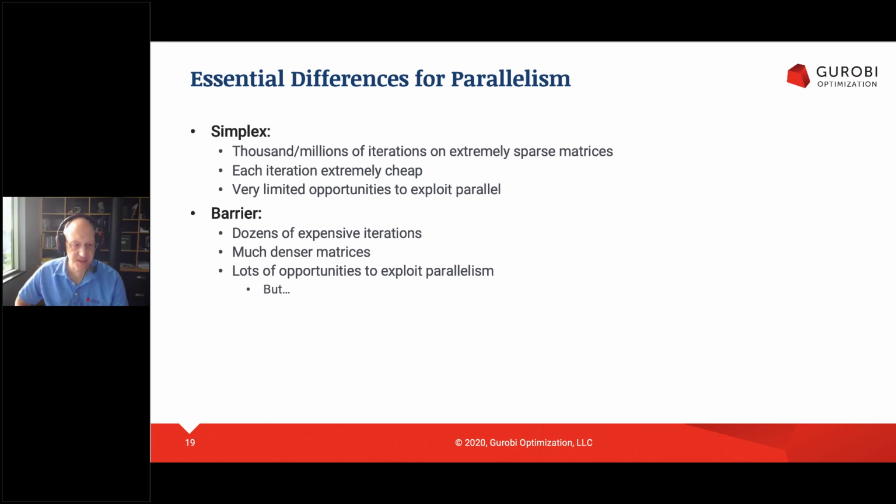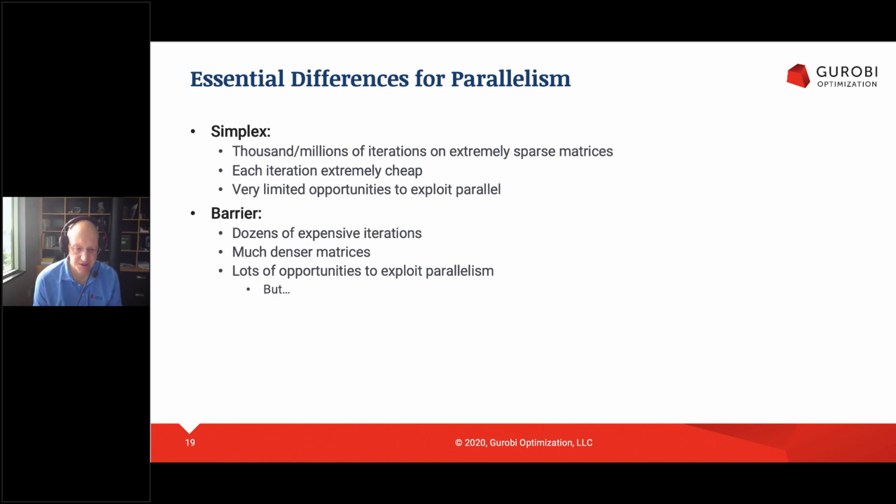So, key essential differences between simplex and barrier. Simplex does thousands or potentially millions of iterations on extremely sparse matrices. And so the iterations in simplex are incredibly cheap and just aren't doing that much work. One result of that is that there's not that much opportunity to exploit parallelism. I mean, there's some opportunity. Some people have written parallel simplex codes. Generally the performance improvements are small and sometimes zero. It's unusual to see more than a few percent performance improvement for parallel simplex.